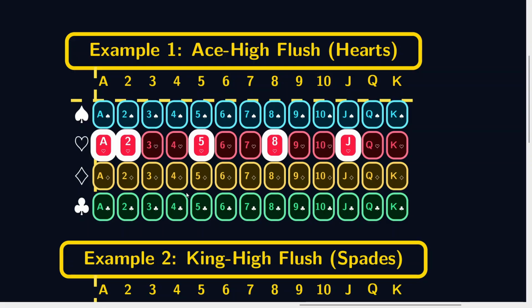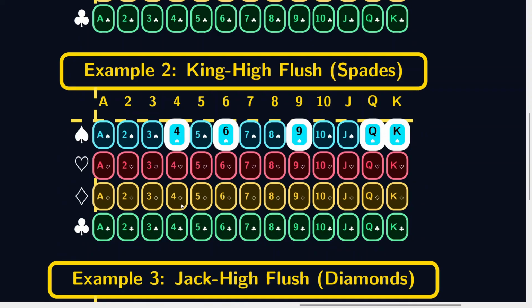The second example is a king-high flush of spades. All 5 dots sit in the spades row, the top row of the grid. The highlighted columns are king, queen, 9, 6, and 4. Again, not consecutive. Queen is next to king, but then there is a jump to 9, another jump to 6, and another to 4. All 5 dots are perfectly flat across the top row, but the columns are scattered.